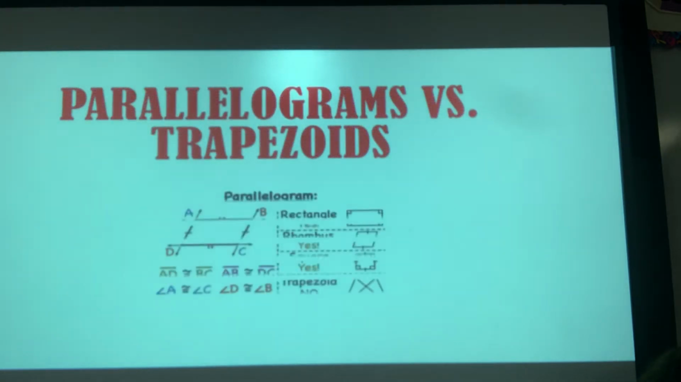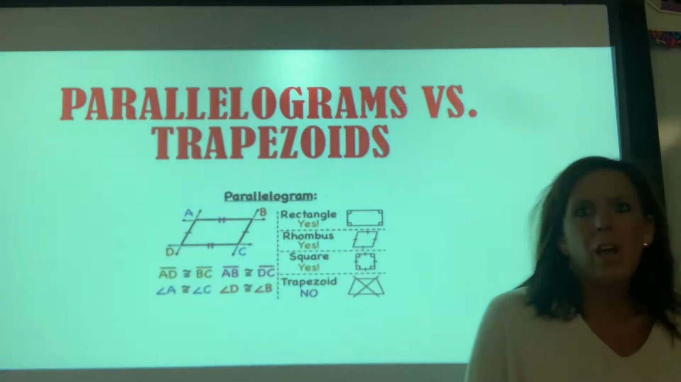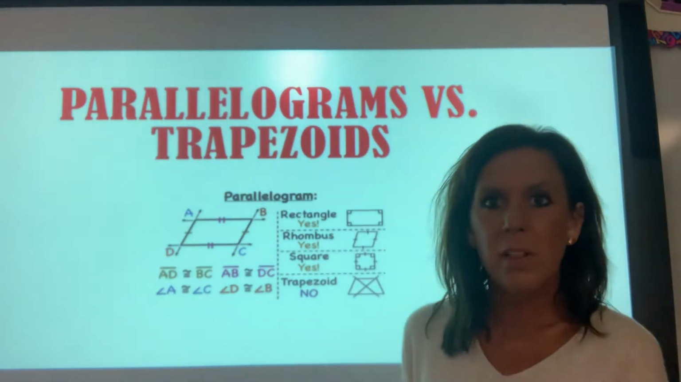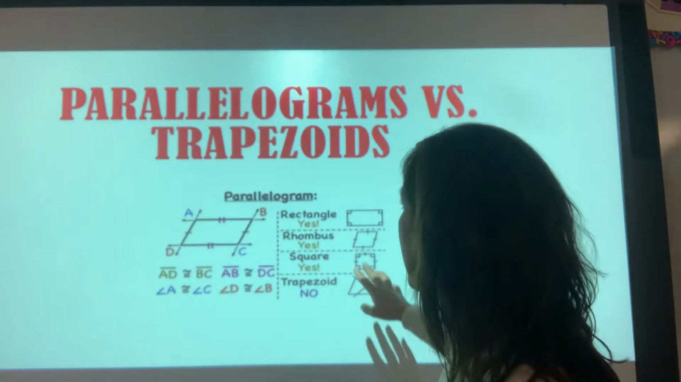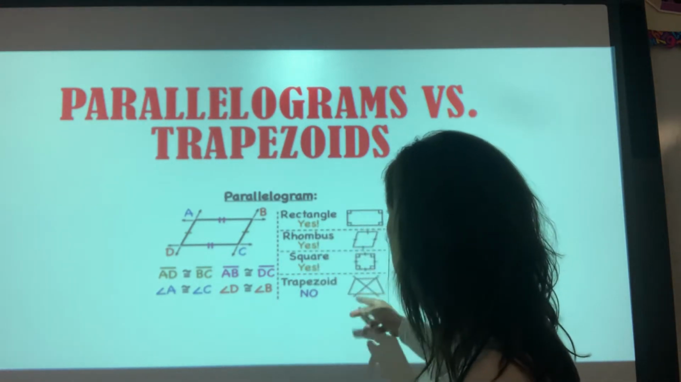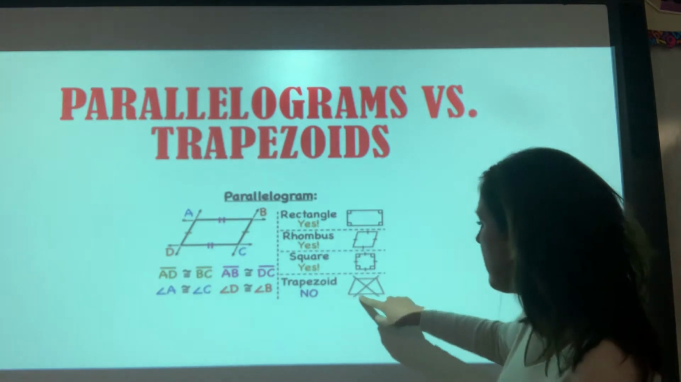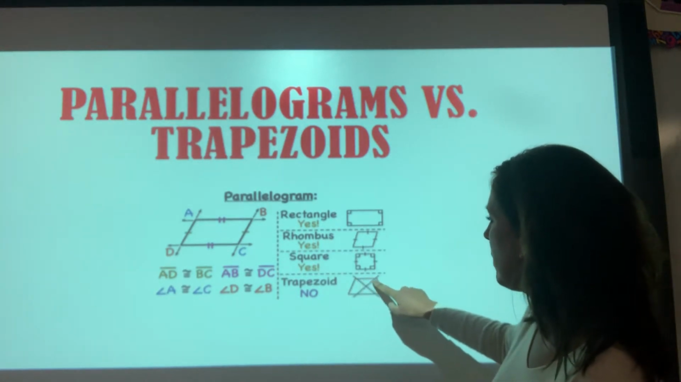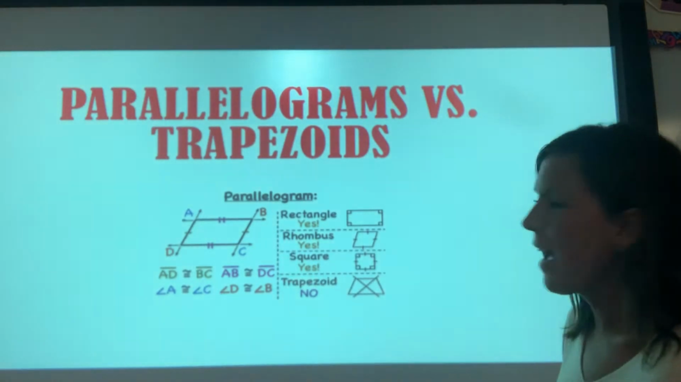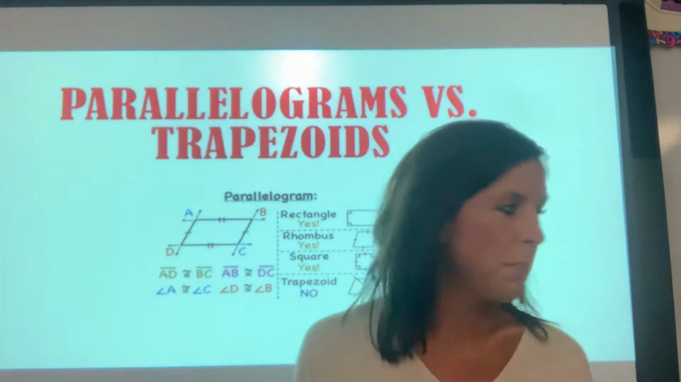Okay, then we also have trapezoids. Now what makes the trapezoid different from a parallelogram and gives it its own formula to find the area is that parallelograms have opposite sides parallel to each other, and the trapezoid does not. The trapezoid has this and this parallel, but these two are not parallel to each other, and so a trapezoid has its own special formula.